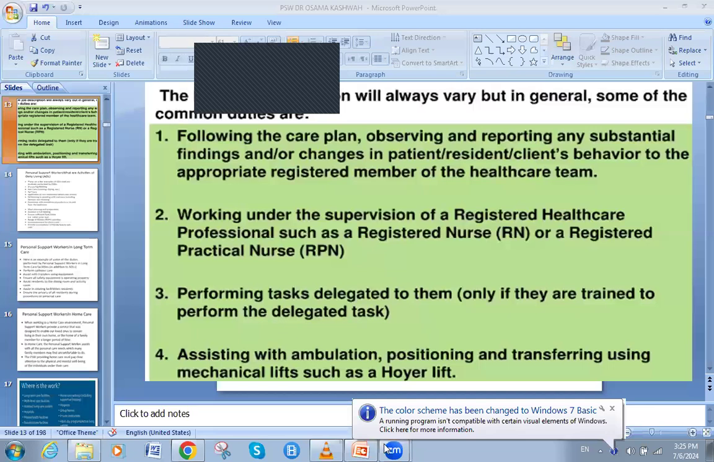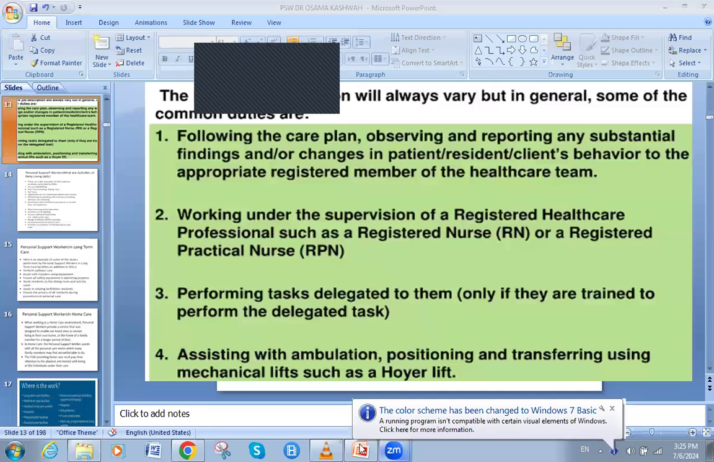So welcome back, my dears, and we're still working on the personal support worker and the duties and responsibilities of the personal support worker. And here we will show some very important points.